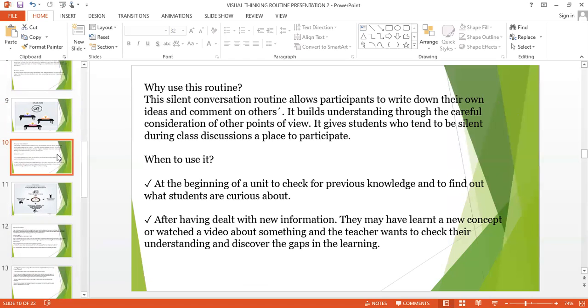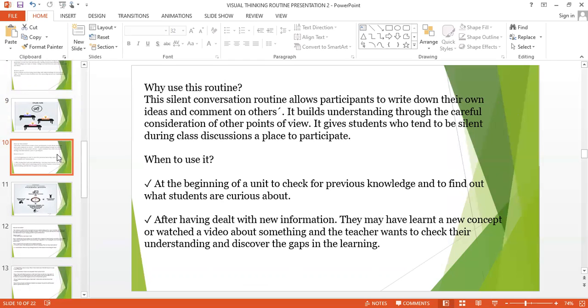This is a silent conversation routine which allows participants to write down their own ideas and comment on others. It builds understanding through the careful consideration of other points of view. It gives students who tend to be silent during class discussion a place to participate.